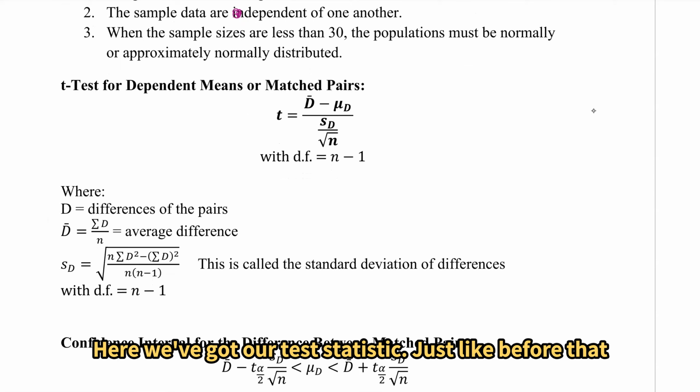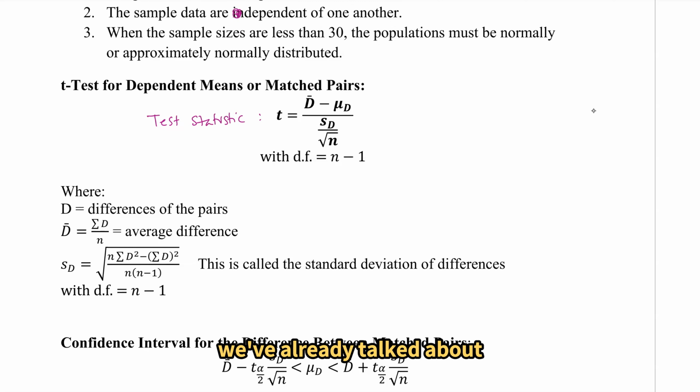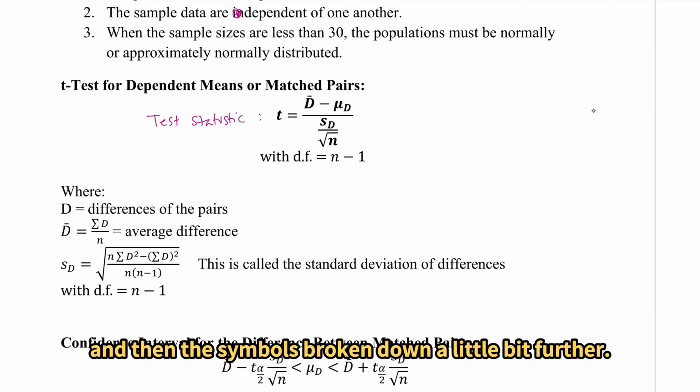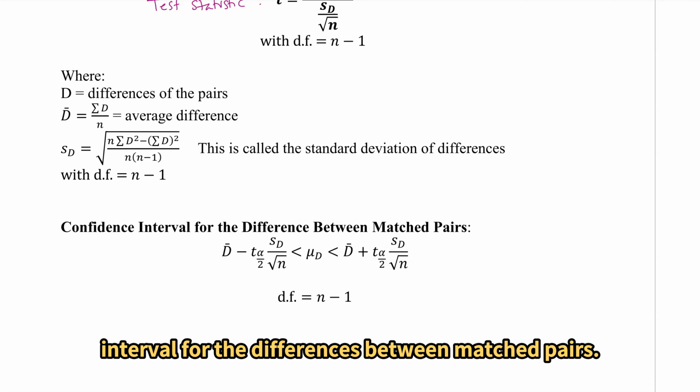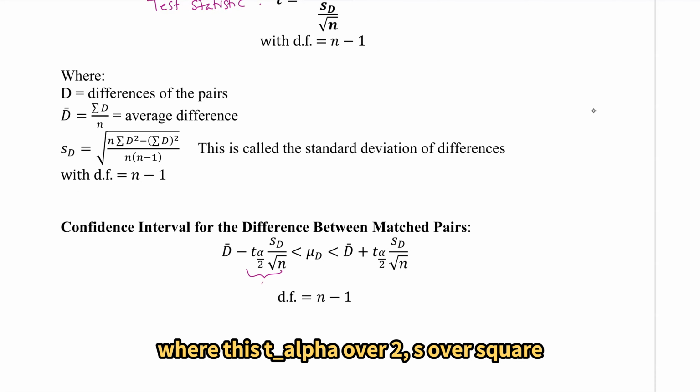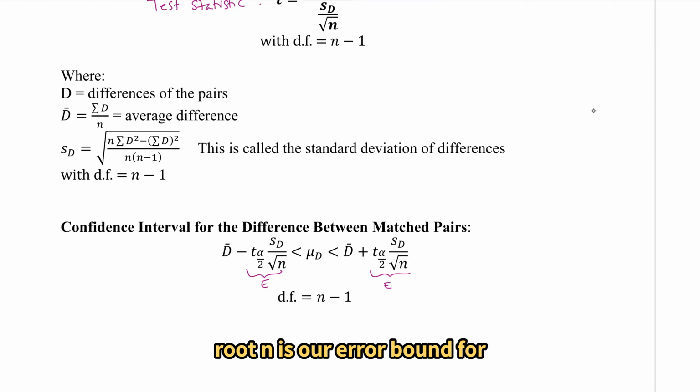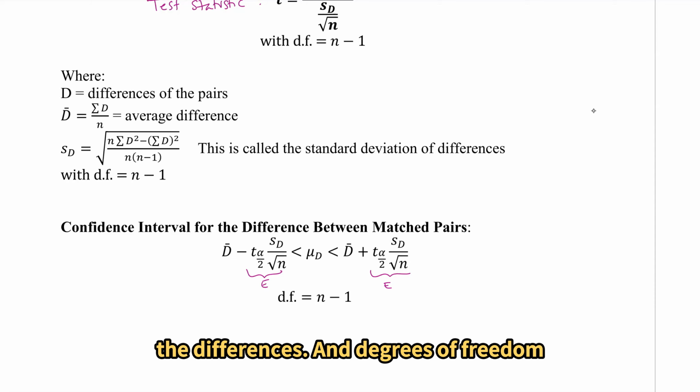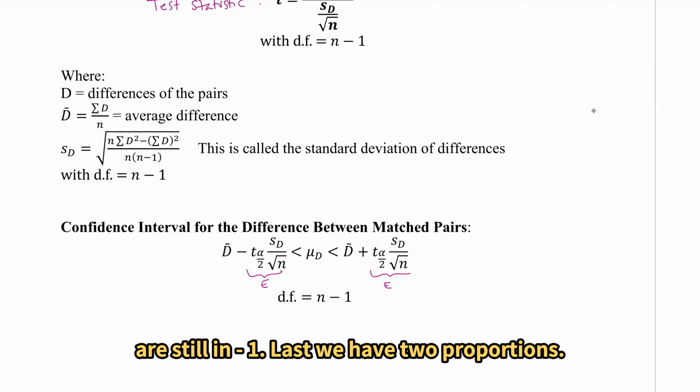Here we've got our test statistic, just like before that we've already talked about, and then the symbol's broken down a little bit further. We can also look at our confidence interval for the differences between matched pairs, where this t alpha over 2 s over square root n is our error bound for the differences. And degrees of freedom are still n minus 1.